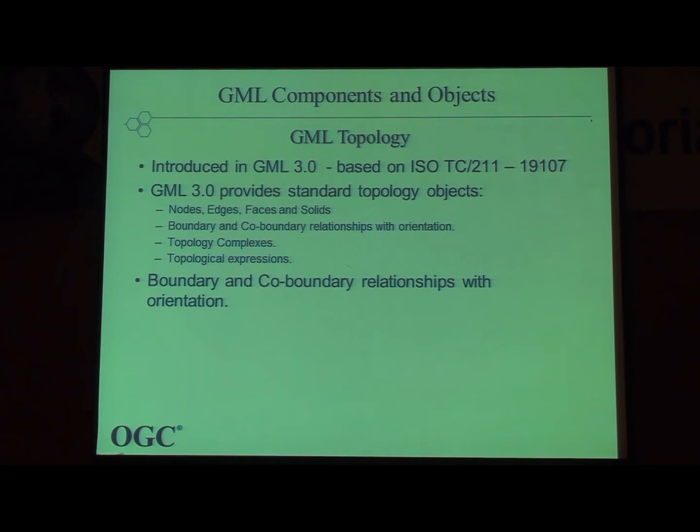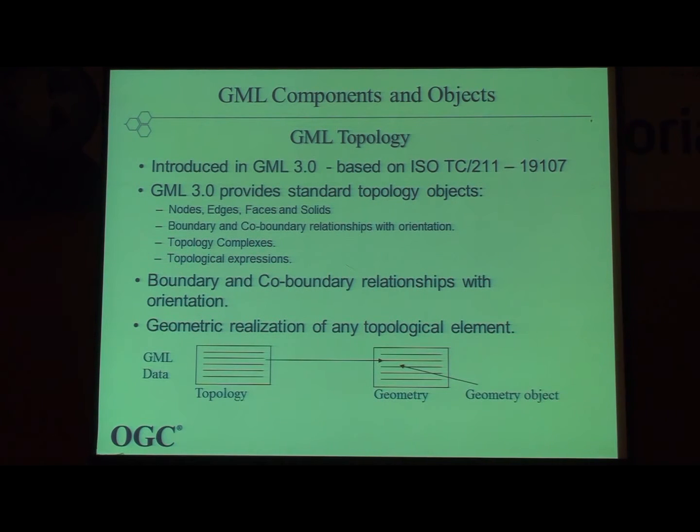But it doesn't have encoding for the full topology expression. Okay. The boundary and coboundary relationships include orientation. So directed edges, in other words, can emanate out from a node, and a polygon or a face can have an oriented sequence of directed edges to form its boundary. The geometric realization of any topological element is possible to encode in GML. Basically, there's two ways to associate topology to geometry. You can have geometry embedded in the topology, or it can be shared.